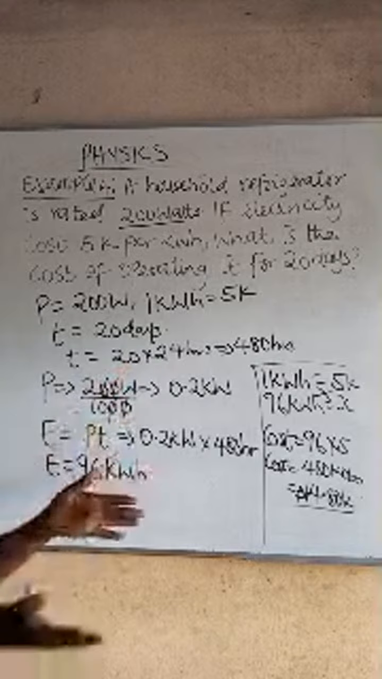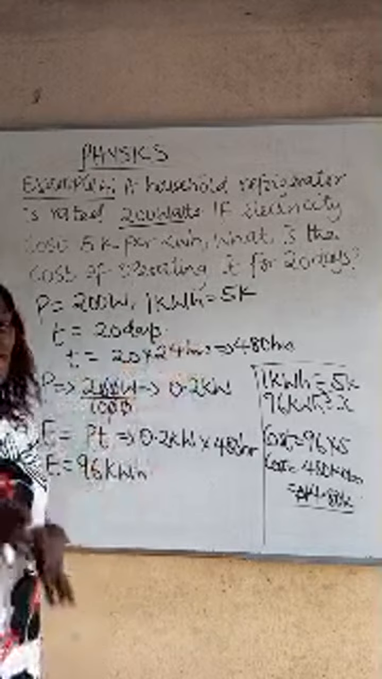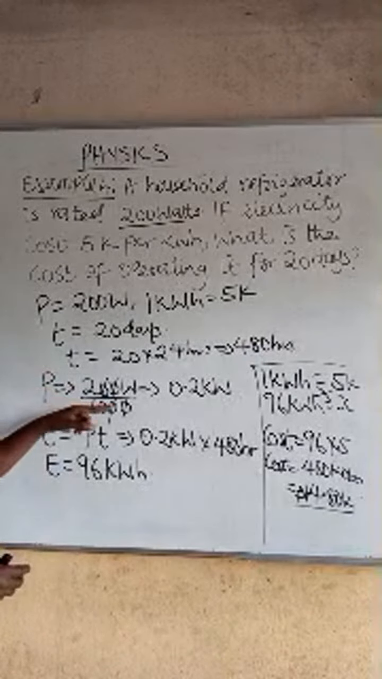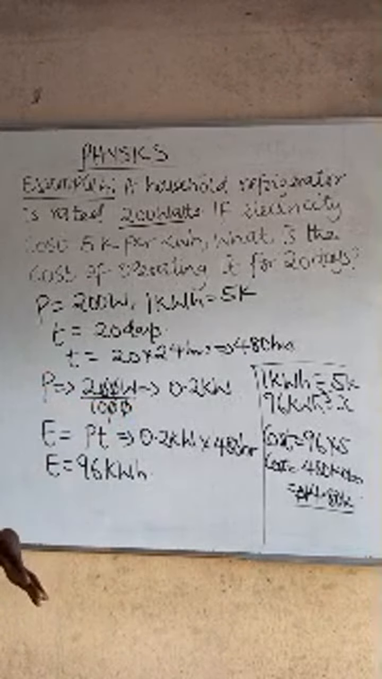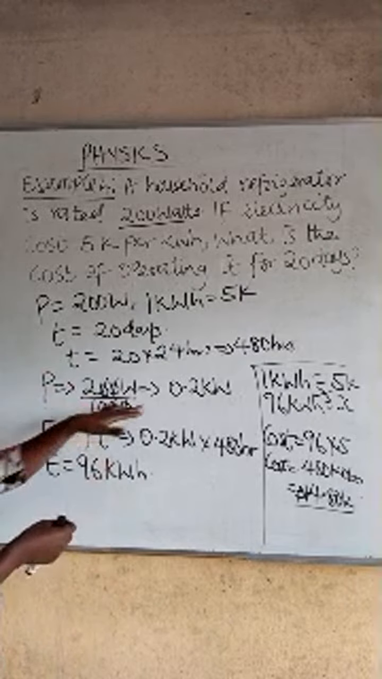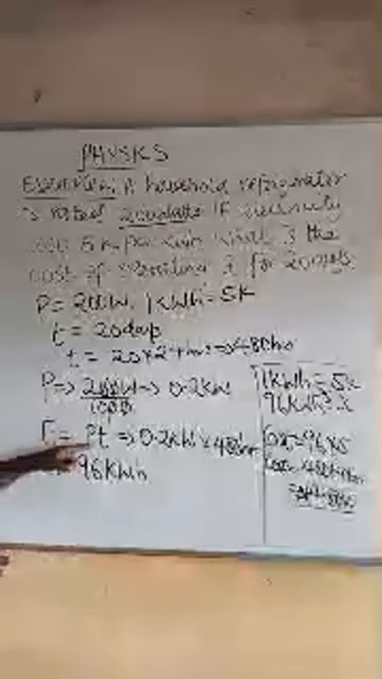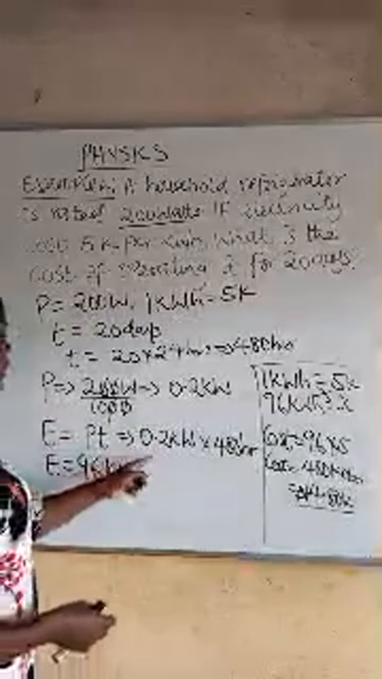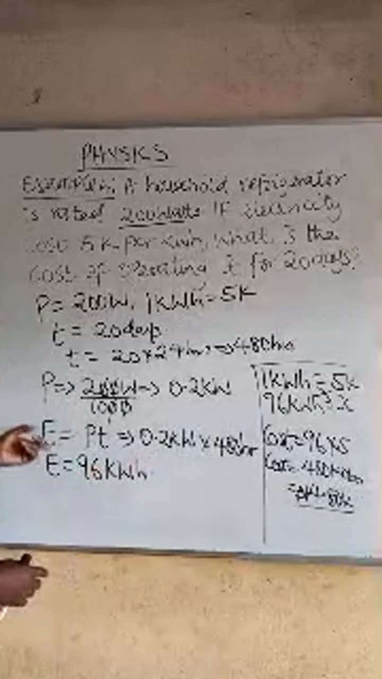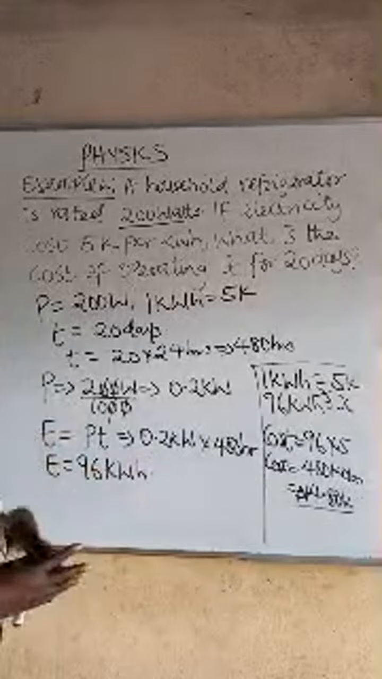Simply multiplying the 20 by 24 to have 480 hours, right? Now the power is given as 200 watts. Then I'm going to convert it to kilowatts by dividing by 1000. So we have 0.2 kilowatts. So the energy is power times time. That is 0.2 kilowatts times 480 hours. Then we have 96 kilowatt hours.